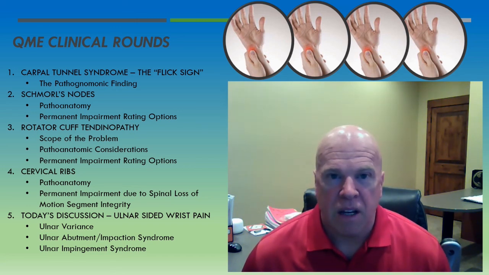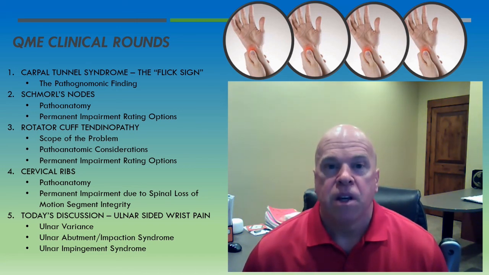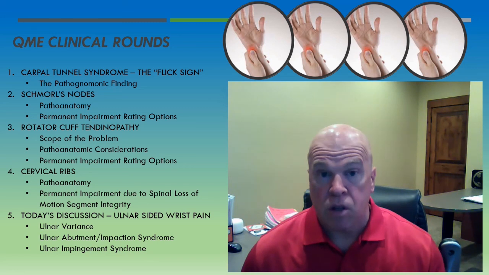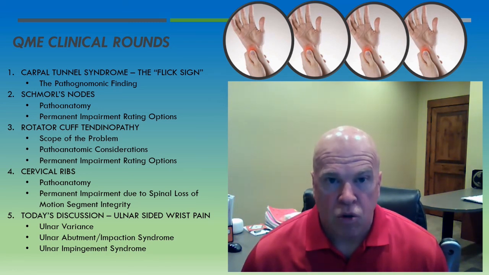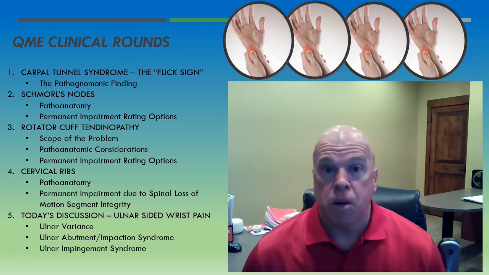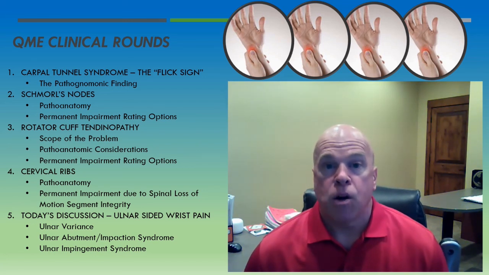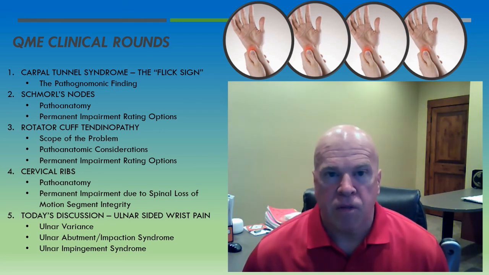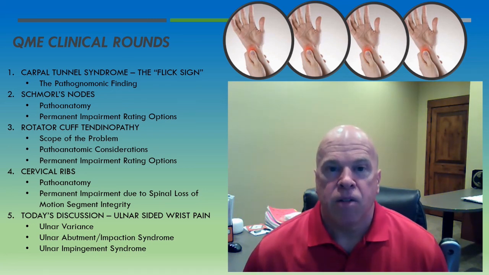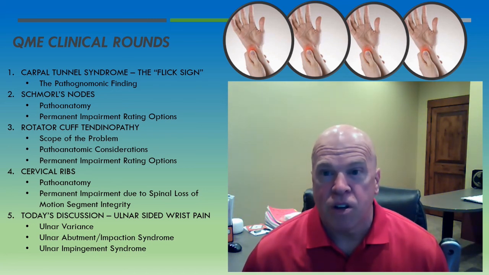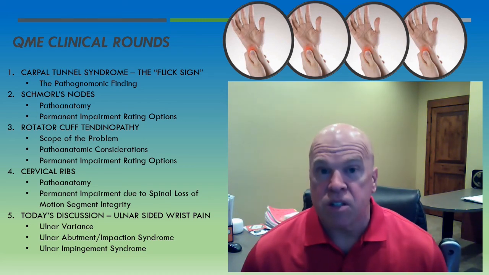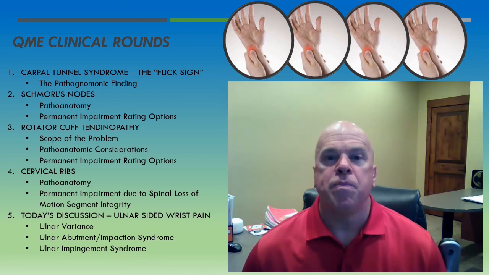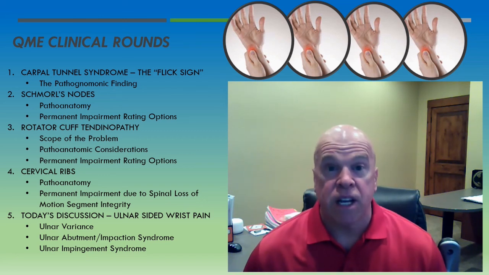And this resulted in a loss of motion segment integrity of the lower cervical segments of the spine, and I shared with you how the cervical ribs contributed to a generous permanent impairment rating due to the DRE Category 4 for loss of motion segment integrity of the cervical spine. And we discussed some of the different options that you have available in providing for your apportionment approximate percentages for an examinee who has pre-existing conditions of cervical ribs, who then suffers superimposed injury in the industrial setting. So that was a fascinating discussion.